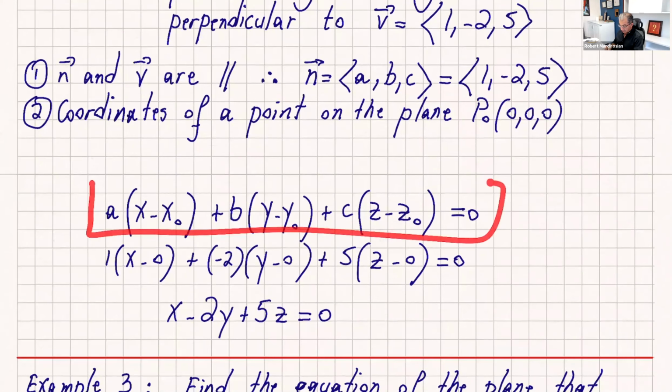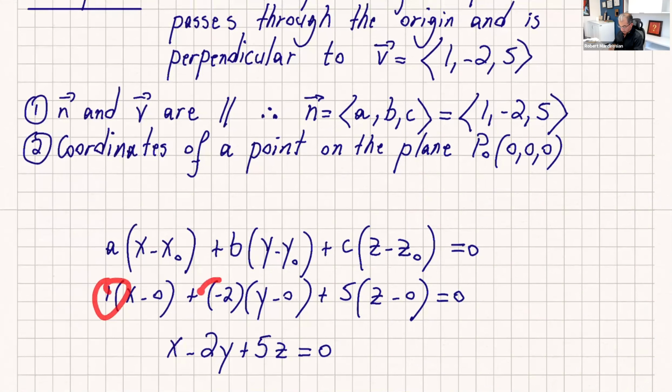You can apply the same equation. A times x minus 0 plus b times y minus y0 plus c times z minus z0 is 0. So we have everything here. 1, -2, and 5. They come from that vector n now, and these are all zeros because it passes through the origin. And if you simplify that, you're going to get x minus 2y plus 5z equals 0. And you notice this number is 0 because the plane passes through the origin.